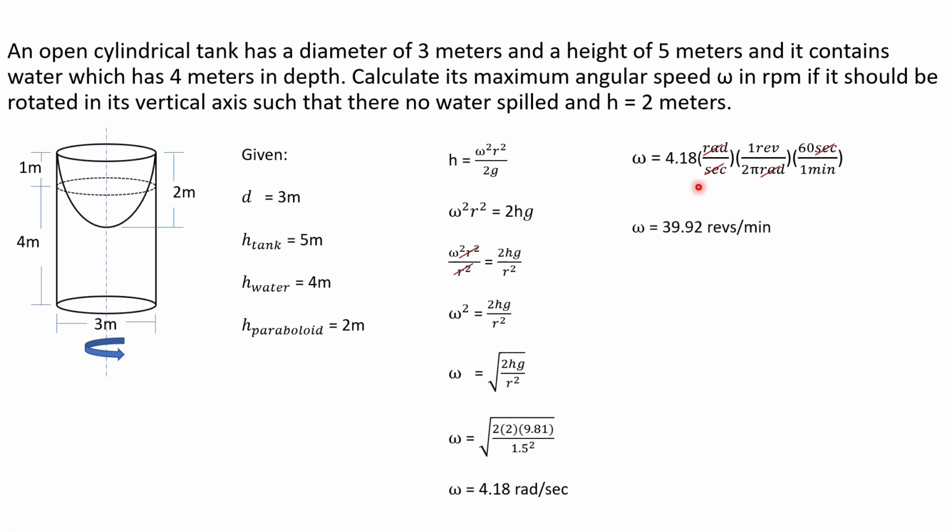And simplifying, we now have 39.92 revolutions per minute, or simply omega is equal to 39.92 RPM. And this is the final answer for our problem.